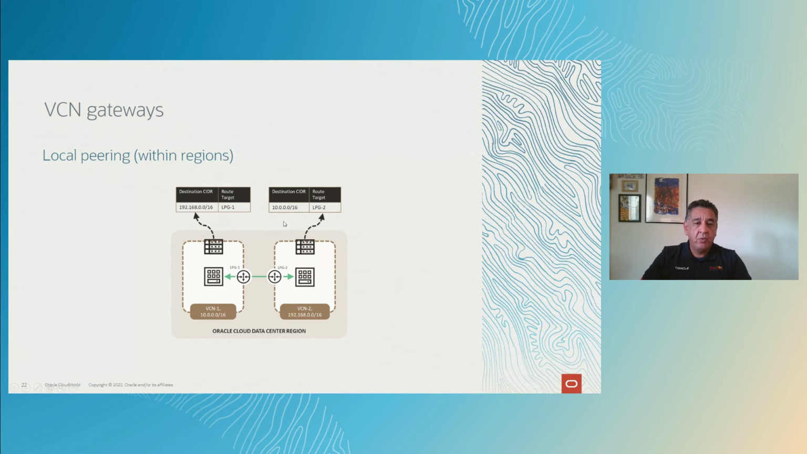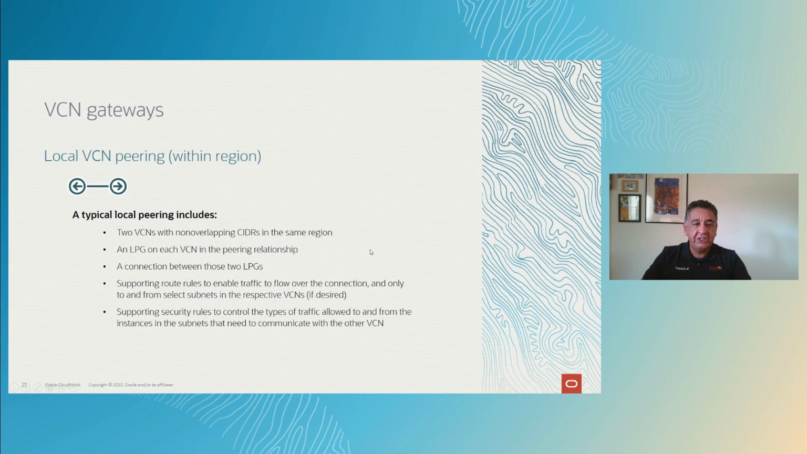And I haven't talked about route tables, but we'll address that shortly. But here you can see that the route table indicates that in order for you to get to the other virtual cloud network, and this is the CIDR block, you send traffic to the local peering gateway labeled 1. And on the other virtual cloud network, when you're trying to reach this CIDR block, you send the route to your local peering gateway that we labeled 2. And that's for local peering connections.